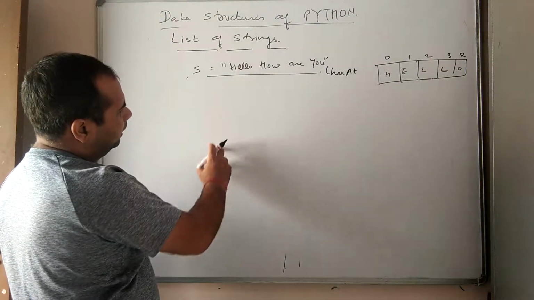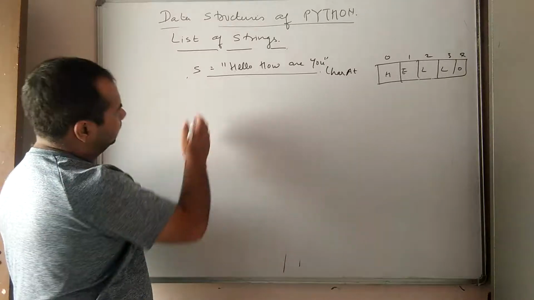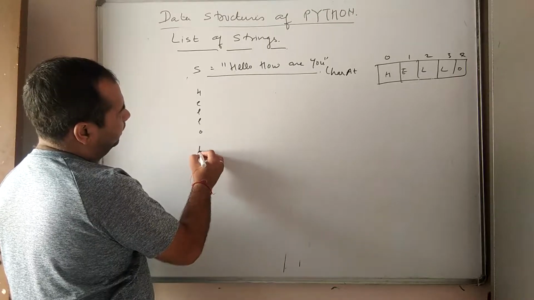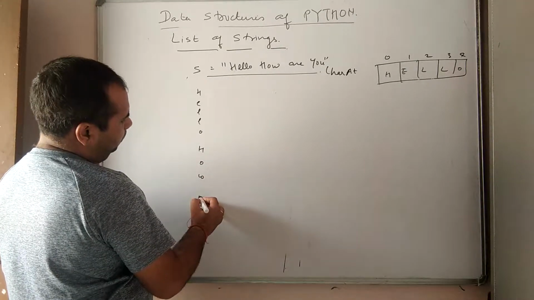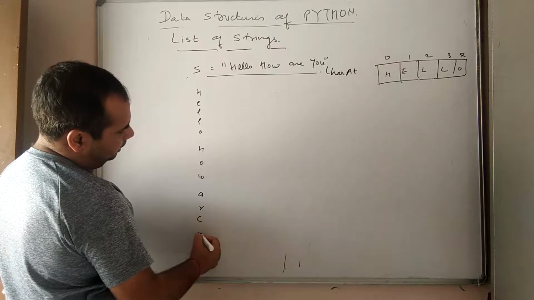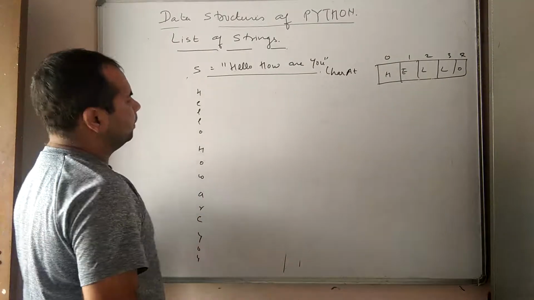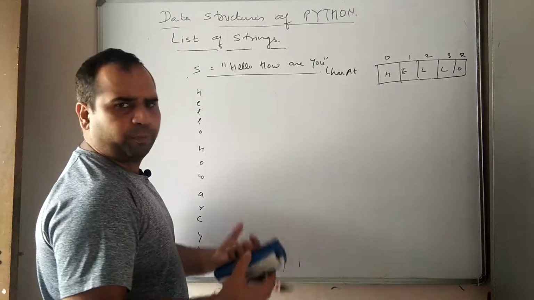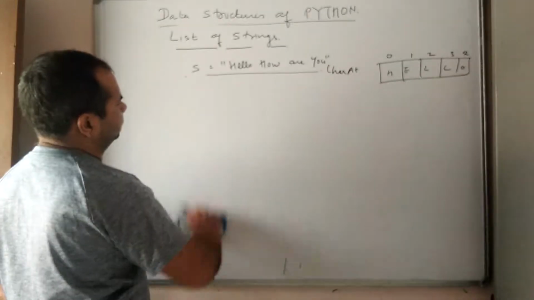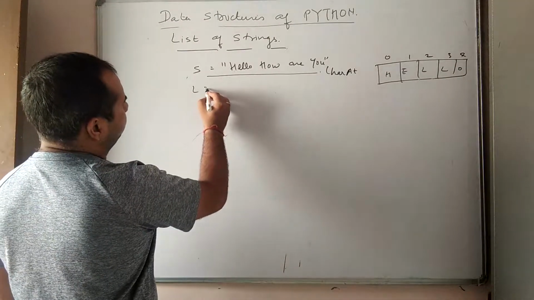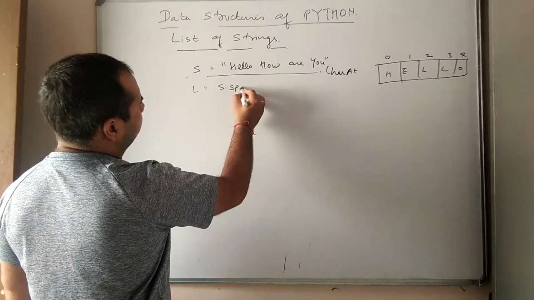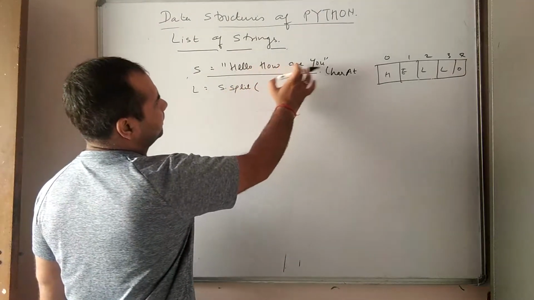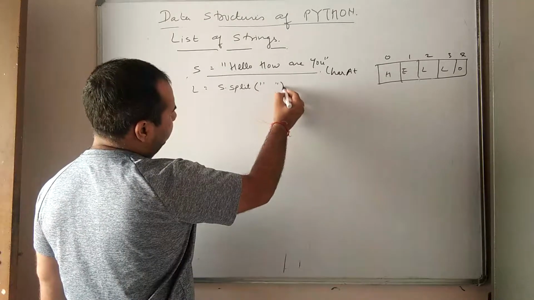That will give me hello, then space, how, then space, are, space, you. But this is one way of representation. Now let us convert it into a more appropriate form. What will we do? We will use a function known as split, s.split, and we split it where we find spaces, right? So split on the basis of spaces.